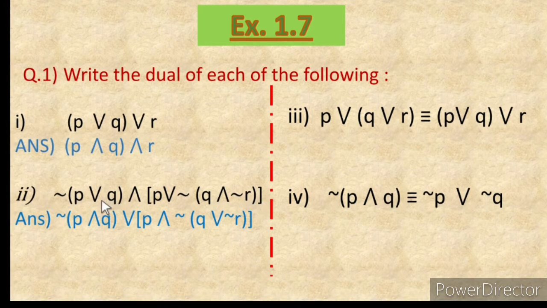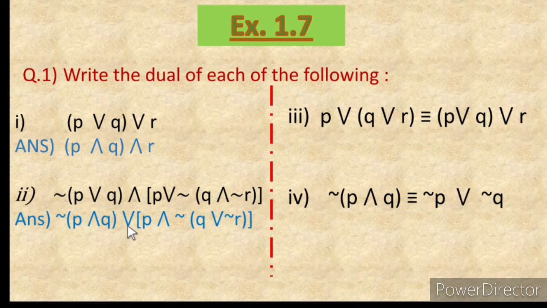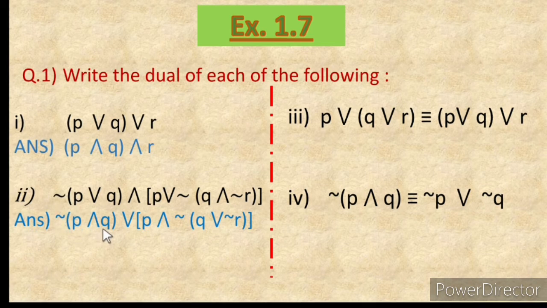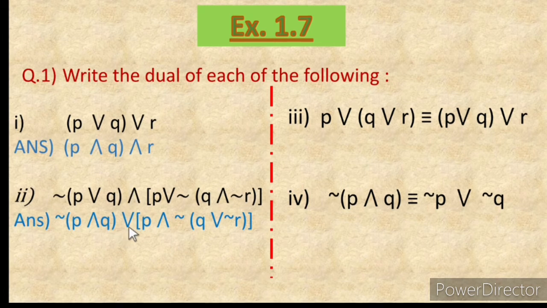Now, as I said, wherever there is or, you have to write and, and wherever there is and, you have to write or. Clear? And the other connectives like negation, you have to keep as it is. So, the negation of this given statement becomes negation of P and Q or. Correct? Here there is and, so we have replaced it by or.